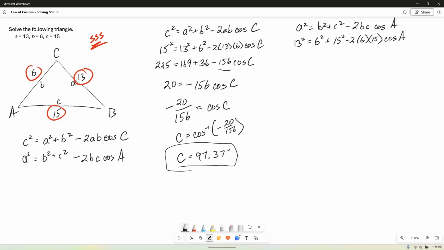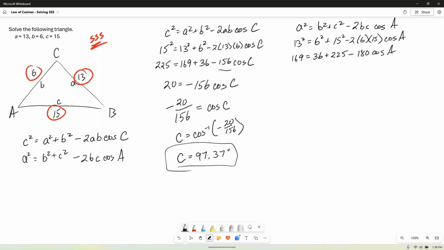Again, 13 squared is 169, 6 squared is 36, 15 squared is 225, and then 2 times 6 times 15, well, the 2 times the 15 is 30, and 30 times 6 would be 180. So we have 169 is equal to 36 plus 225 minus 180 times the cosine of A.